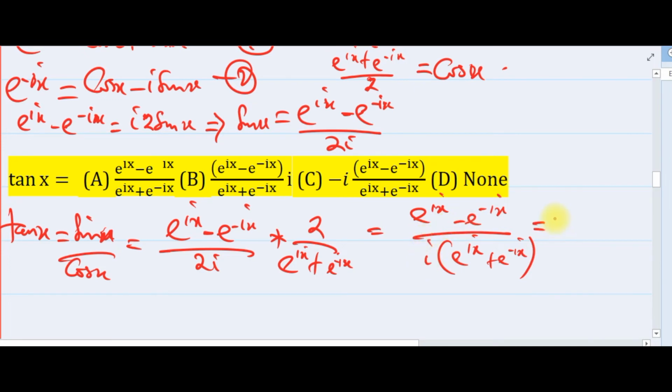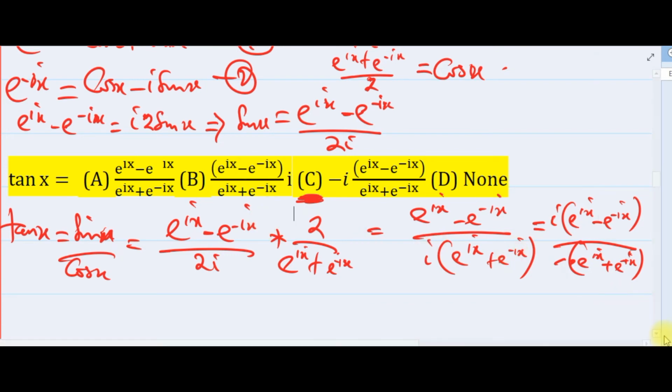We have i times e to the ix minus e to the minus ix over i times i, which is i squared, and i squared is minus 1. So we have minus, bracket e to the ix plus e to the minus ix. So looking at this, the minus will go up. So our answer is C. That's the answer. i over minus 1 is minus i. So that's why I say don't be quick to choose D.